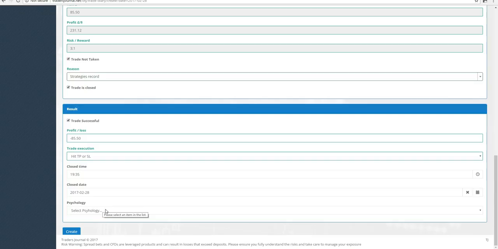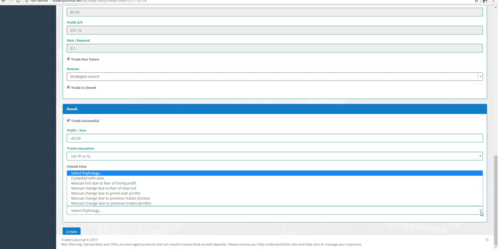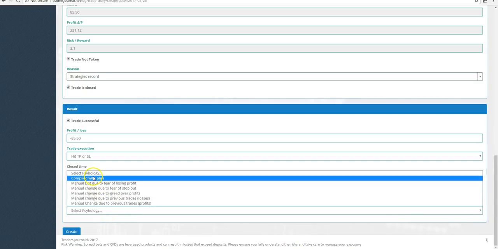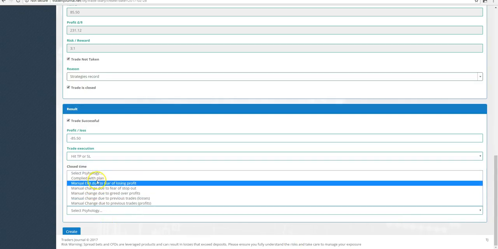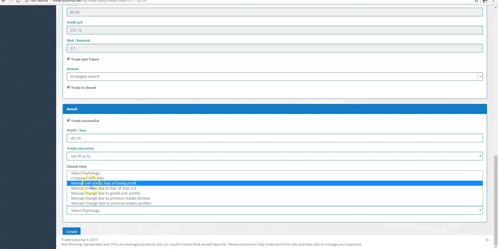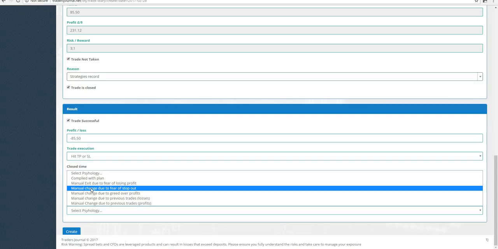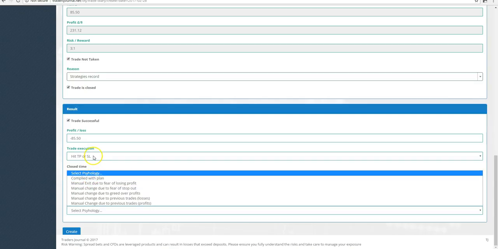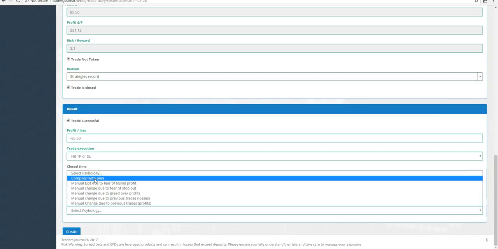And last but certainly not least, psychology. Now this is another really important area to help assess your personal performance. This is where, and we can add to this list, so if people have suggestions, please let me know, you say, how did it go from my point of view? We've already said that we didn't move the take profit or stop loss. We lost money, but the trade was successful. So in this case, we complied with the plan. Doesn't matter whether it worked or not, doesn't matter whether you made money or not, we stuck to our plan completely.